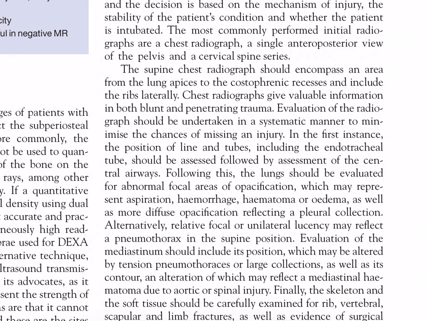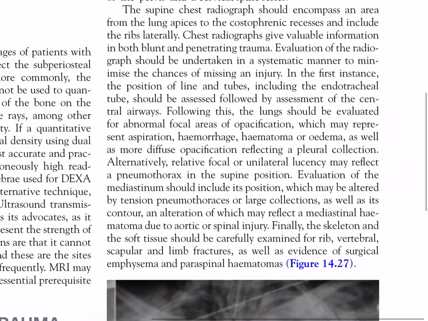In the first instance, the position of lines and tubes, including the endotracheal tube, should be assessed, followed by assessment of central airways. Following this, the lungs should be evaluated for abnormal focal areas of opacification, which may represent aspiration, hemorrhage, hematoma or edema, as well as more diffuse opacification reflecting a pleural collection. Alternatively, relative focal or unilateral lucency may reflect a pneumothorax in the supine position.